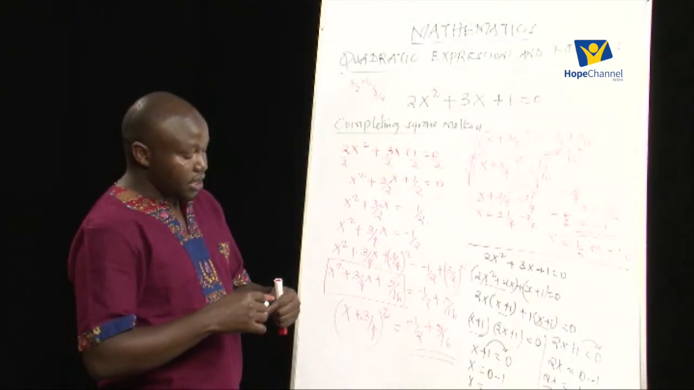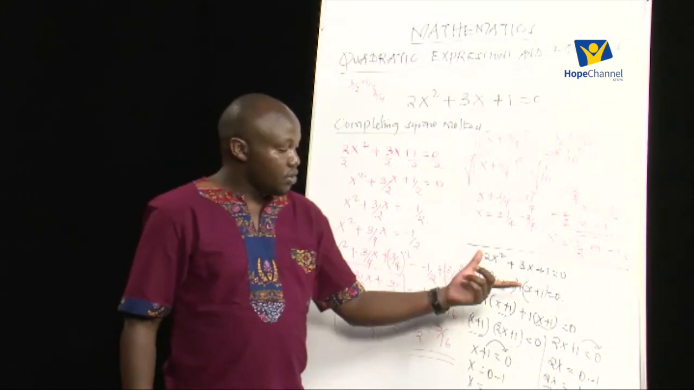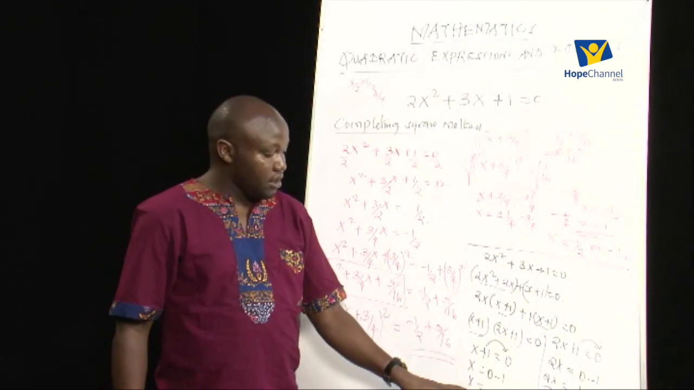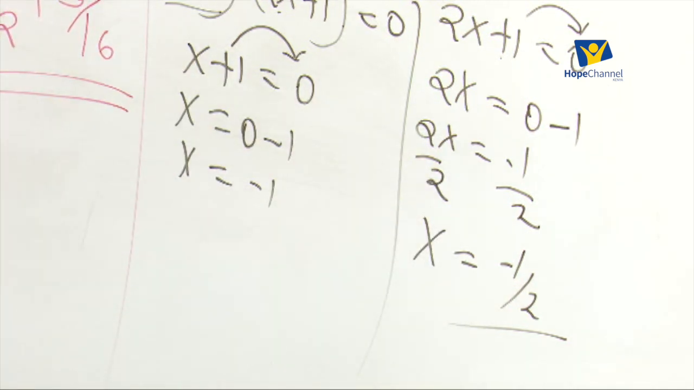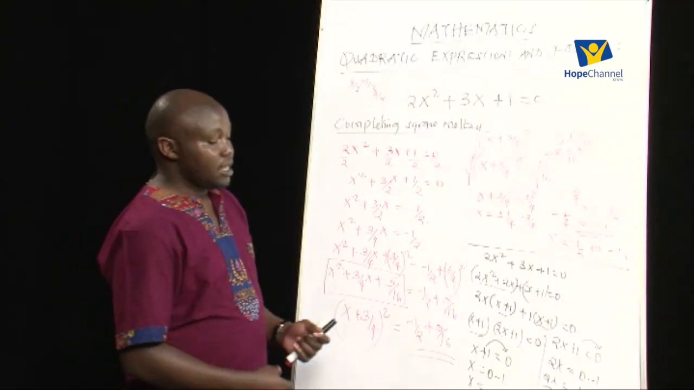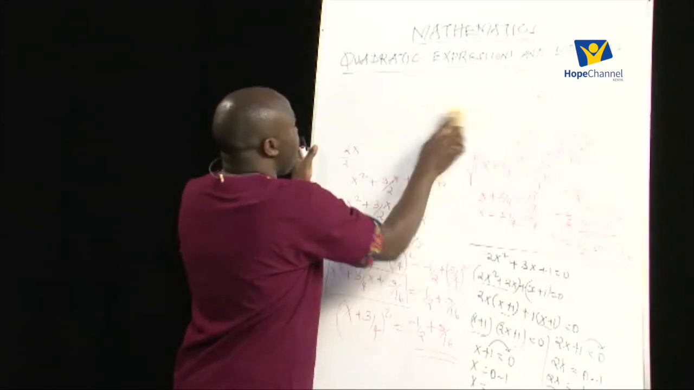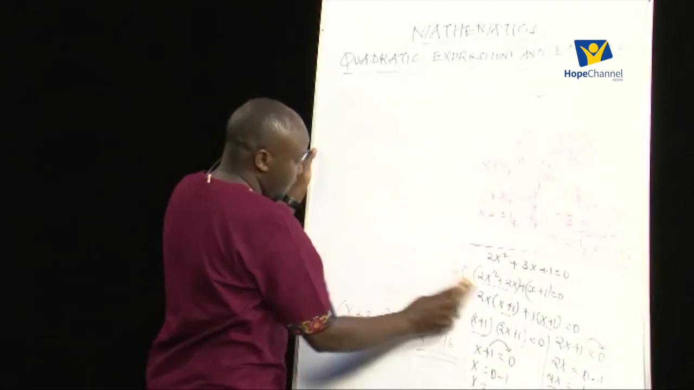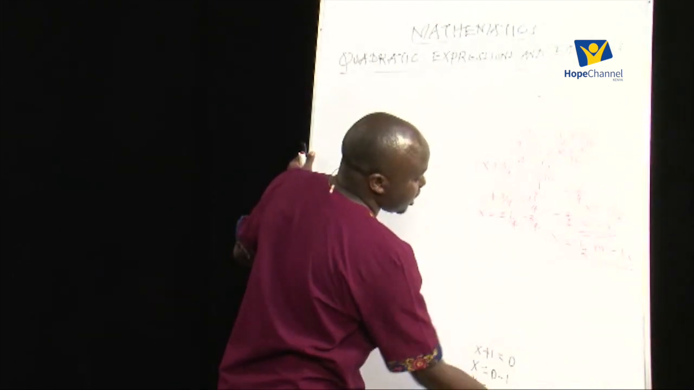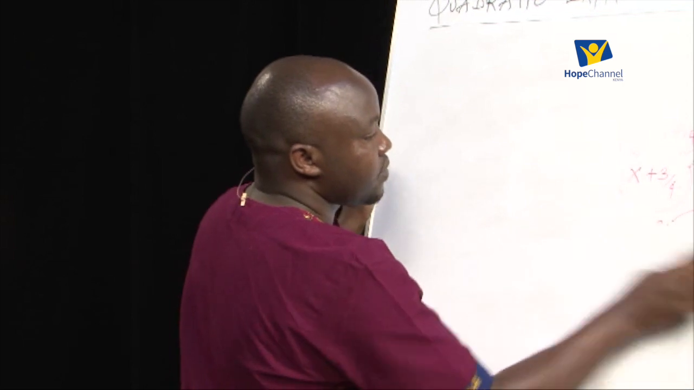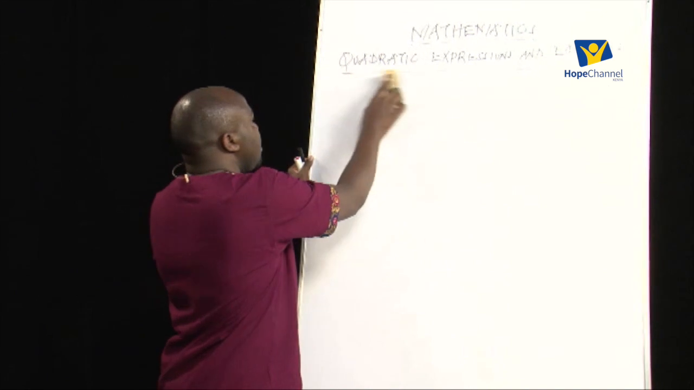You realize that using the completing the square method, we got x equals negative a half or negative 1. Using the product-sum rule, we have realized that x equals negative 1 and negative a half. It means all these methods will give us the same answer. Now I want to introduce to you another method called the quadratic formula. But instead of me just writing the formula as it looks, I want to derive that formula, then use it to solve any given quadratic expression.